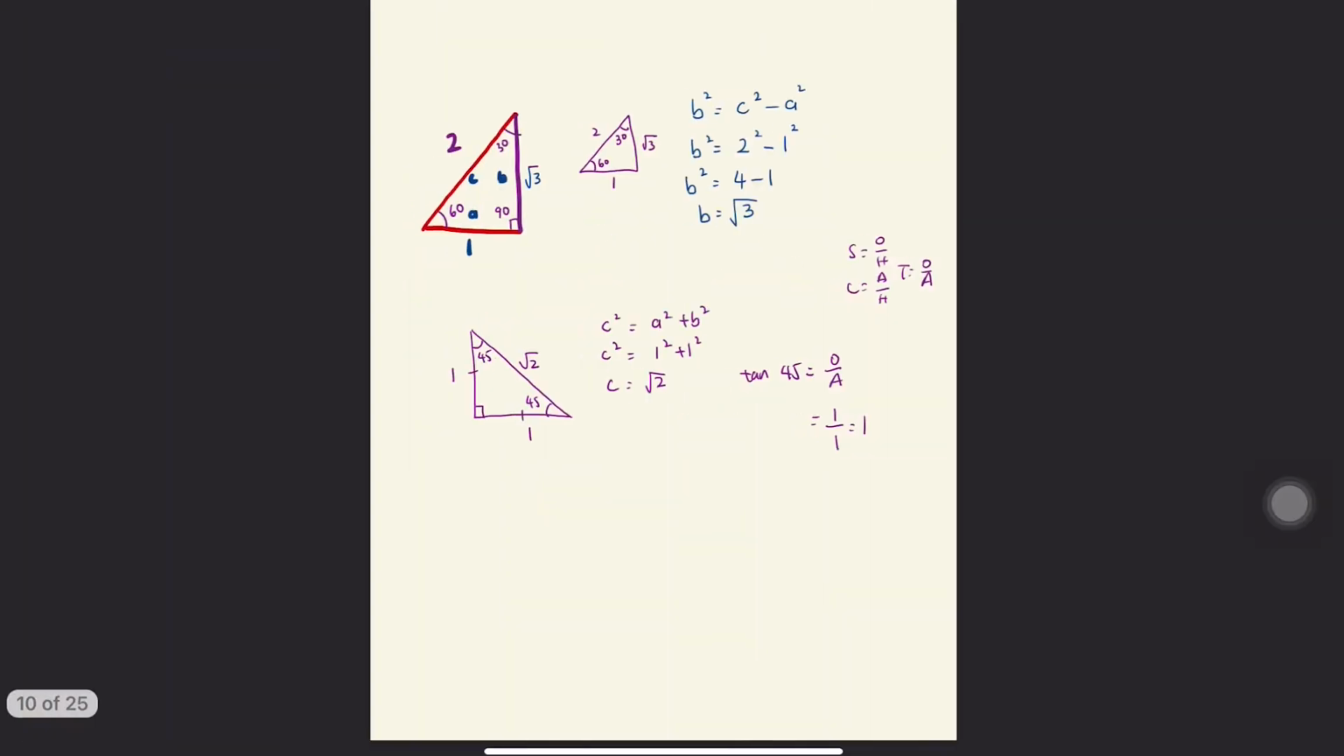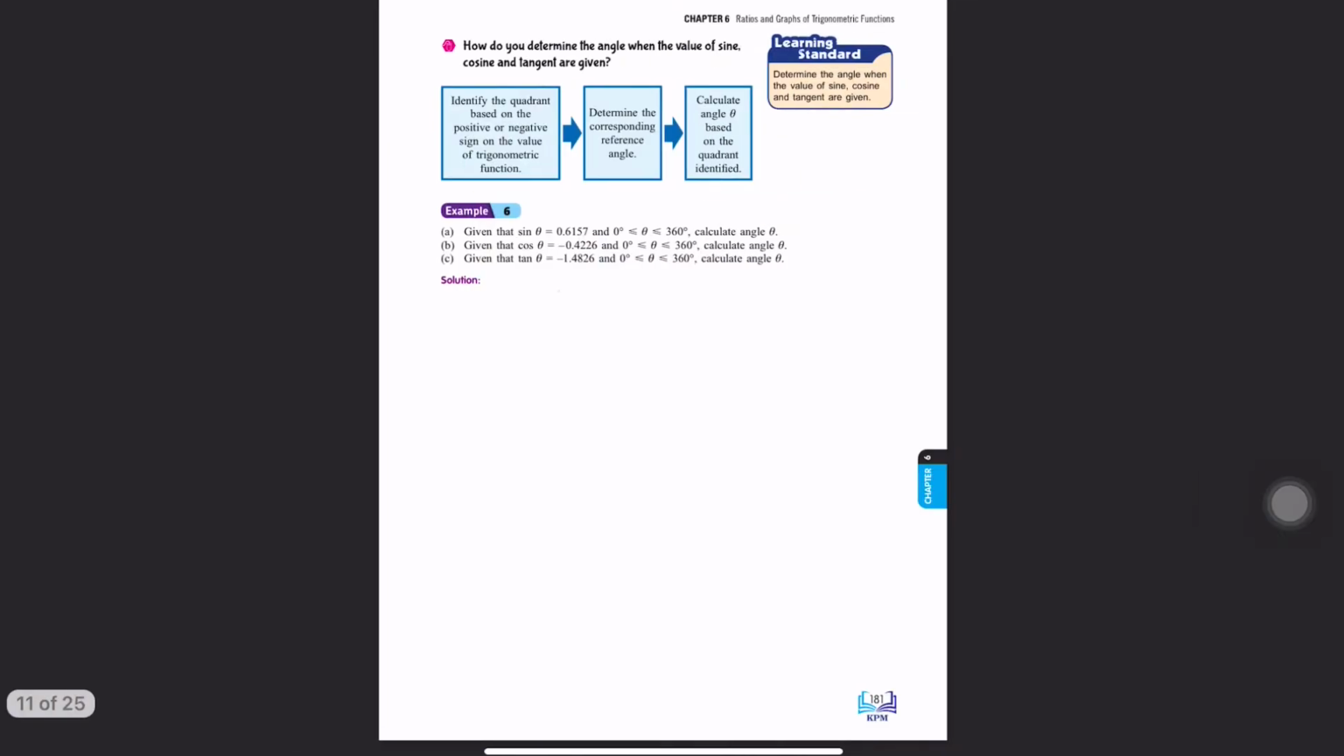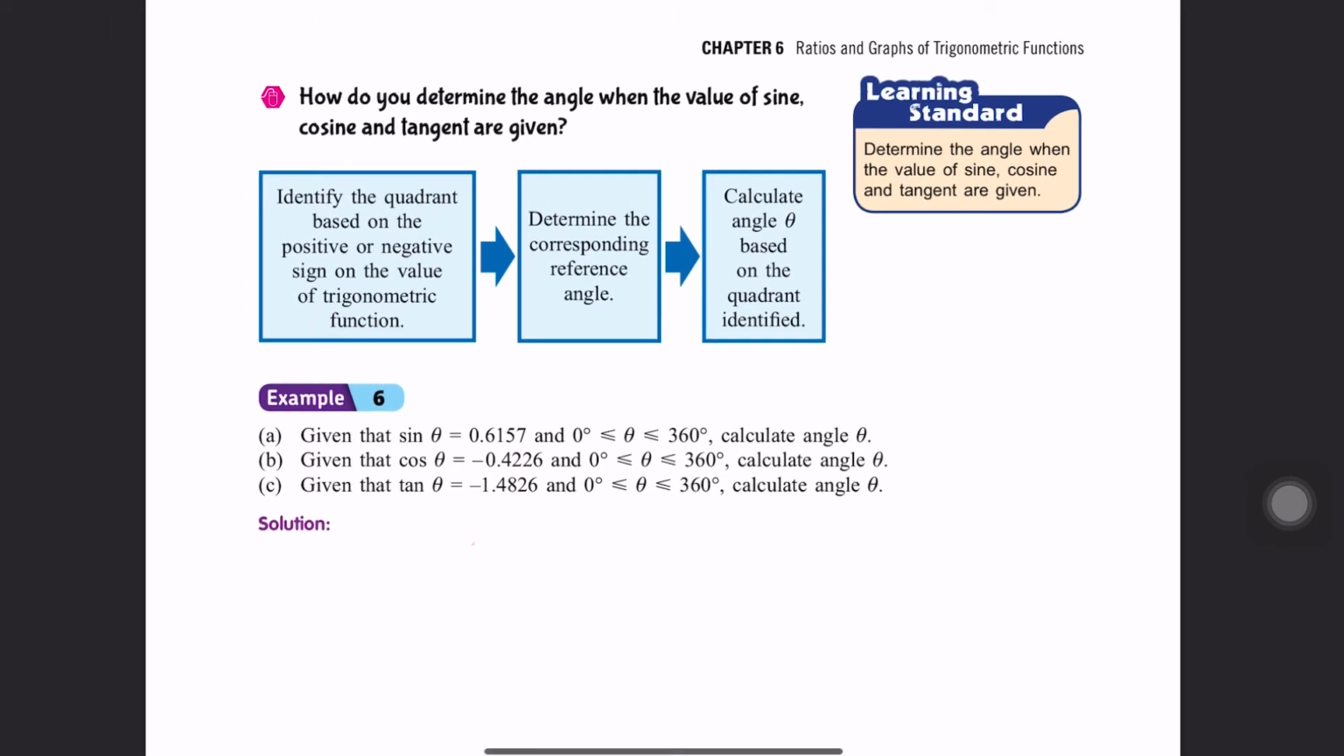Okay, we have 2 more learning standards for today's class. So next learning standard: how do you determine the angle when the value of sine, cosine and tangent are given? Okay, now macam mana kita nak cari ya? Ni selalu keluar exam ni.